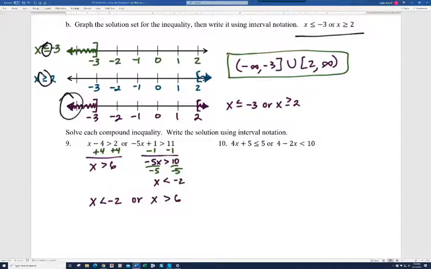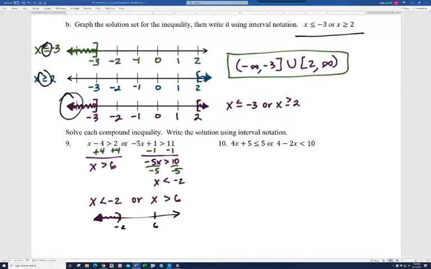And so if you think about it, x is less than -2, that's going to be everything to the left of -2. X is greater than 6, that's going to be everything to the right of 6. And so this is very similar to what we just did up in part B there. And so, it's not a bad idea to graph these, especially if you're not quite sure what your final solution should look like or how you should write it in interval notation.